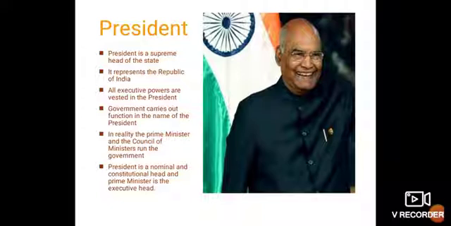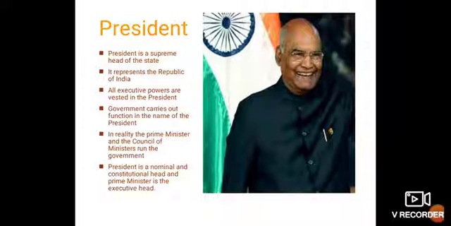All the administration of our country takes place in the name of the President, and in reality the government is run by the Prime Minister and the Council of Ministers. Therefore, the President is the nominal and constitutional head, whereas the Prime Minister is the executive head. Yes, my dear students, the President is the nominal head and the Prime Minister is the executive head.